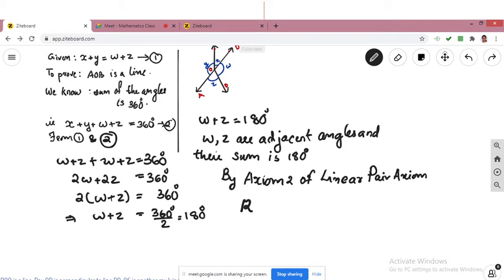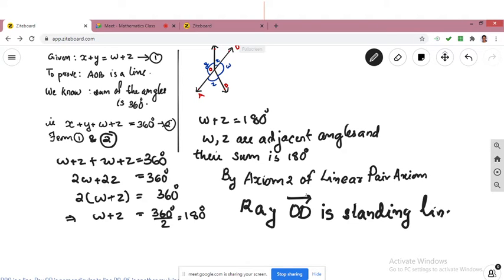Yeah, so ray OD is standing on line AB, right? It is AB. So line AB. So what can we say now? We have proved that by linear pair axiom, AOB is a line. So that is our conclusion and we have proved.